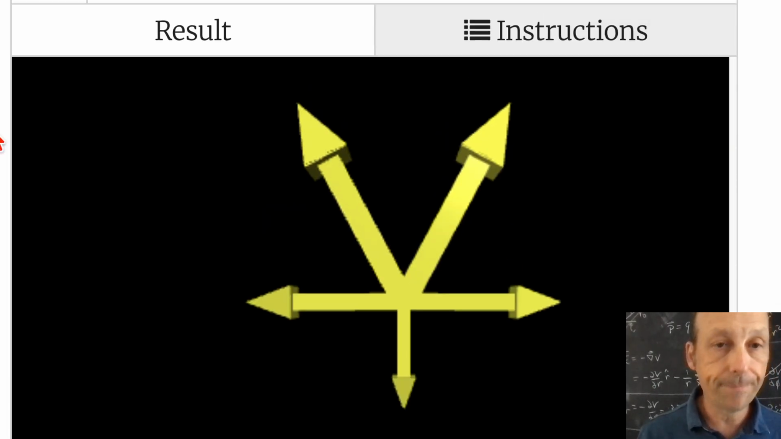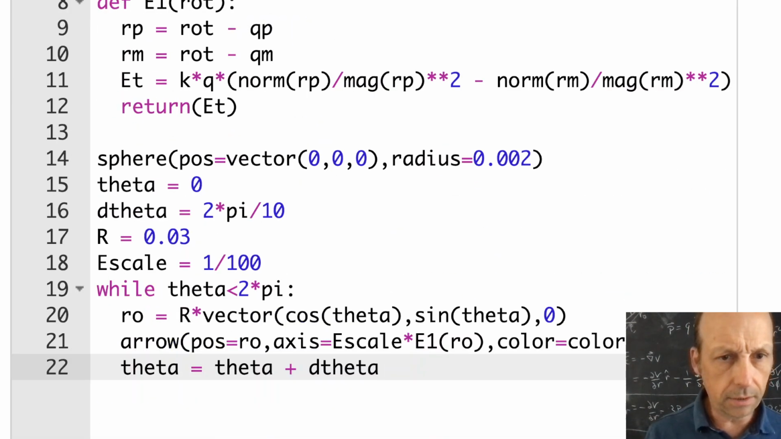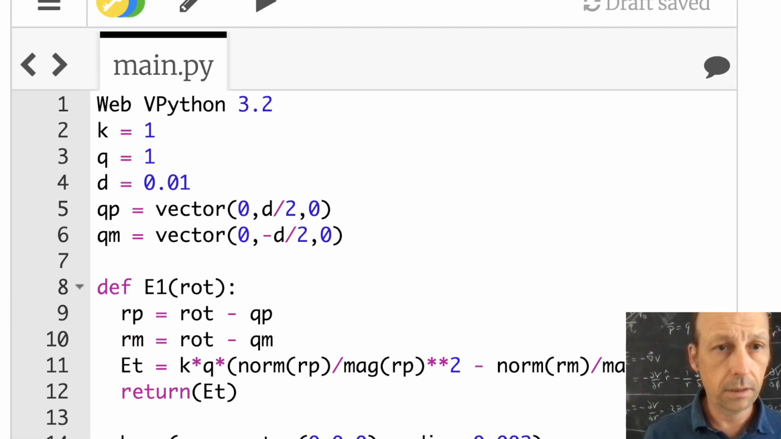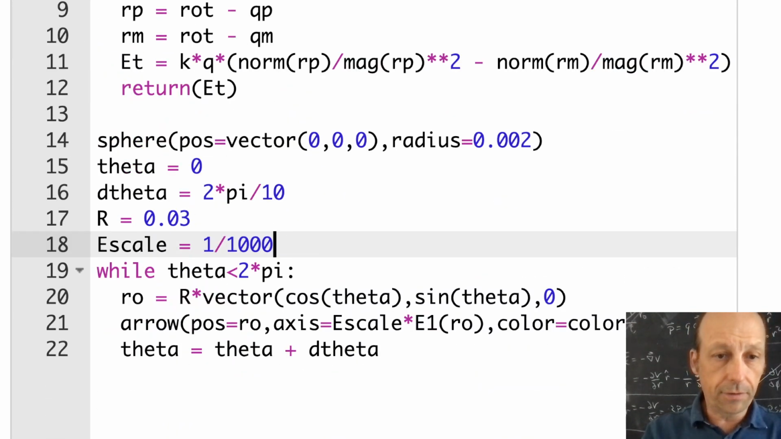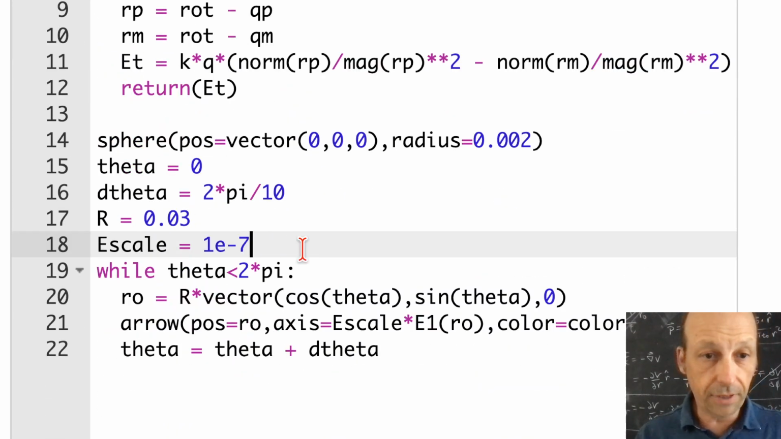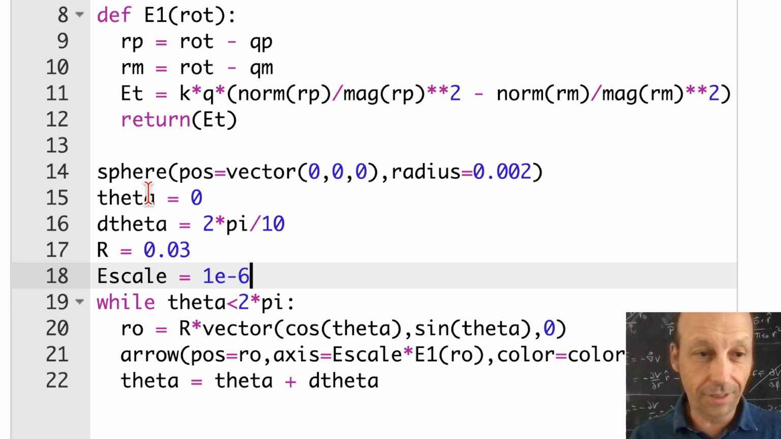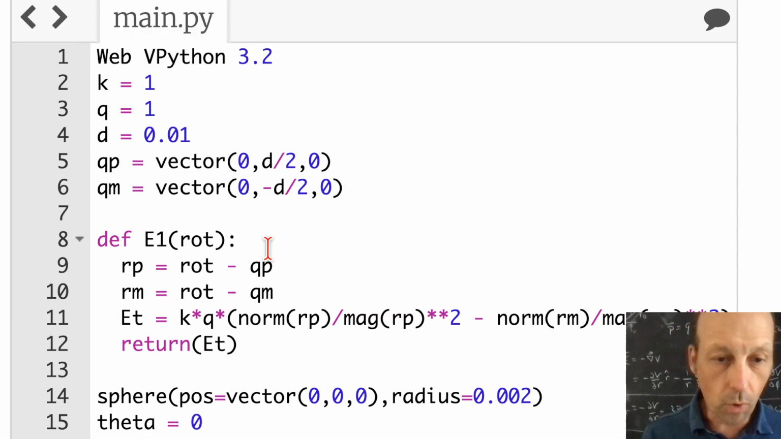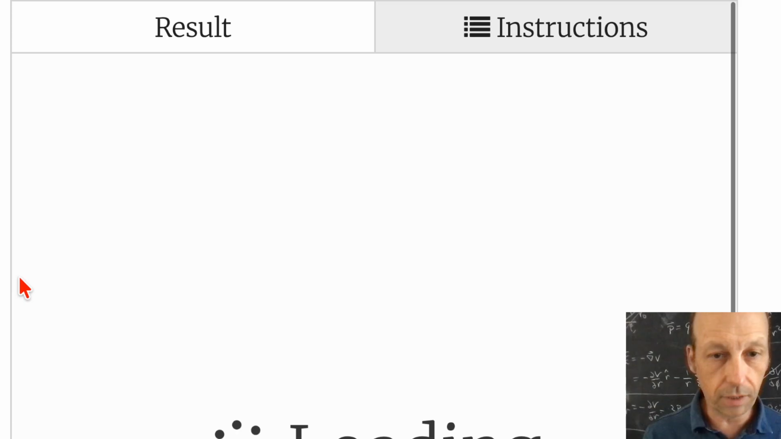Okay, too big. So it seems like I don't have enough arrows either. Theta is 2 pi. Well, that's fine. So E scale, let's just add a couple zeros there. Okay, still too big. So I'm just going to write this in scientific notation. 1e negative 7, too small. 1e negative 6. Too small. 1e negative 5. And that's going to be just right.